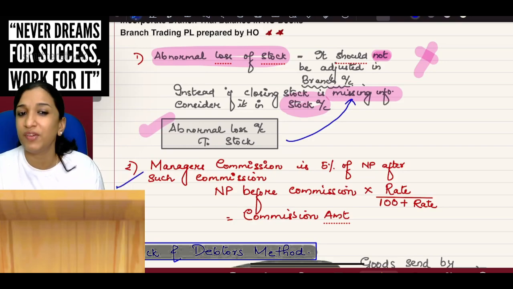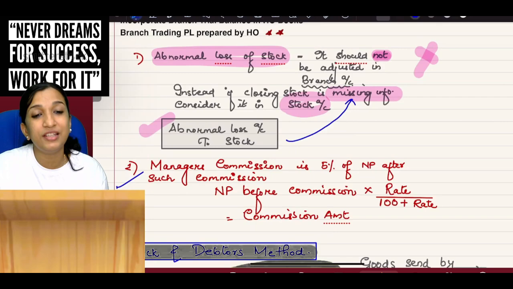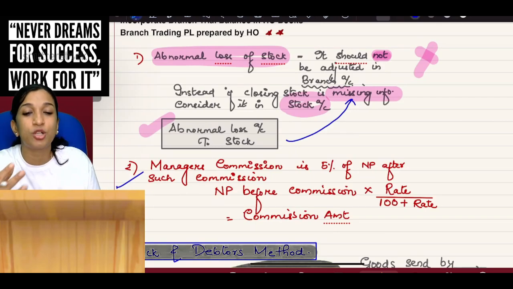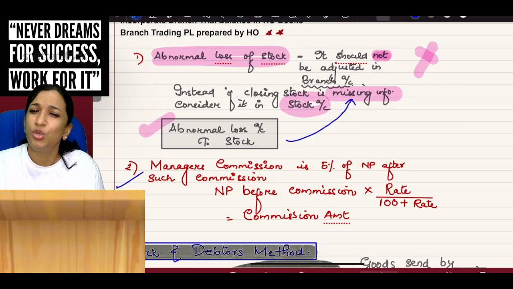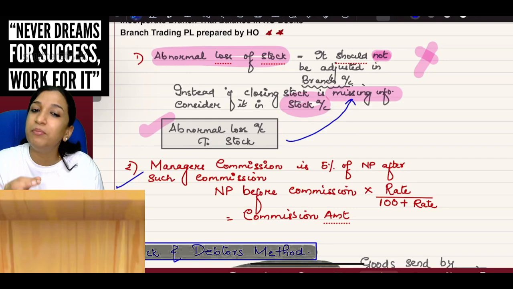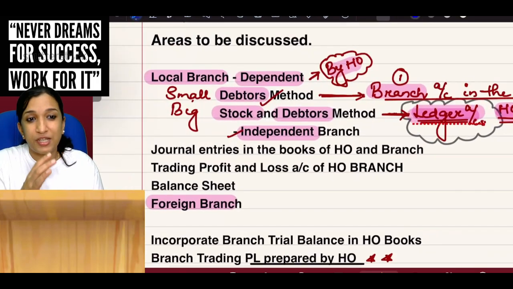Then manager's commission we have already discussed, and in most of the questions branch debtors account, debtors closing balance will be missing. You need to find out debtors. So these are the adjustments that used to come in branch account. Otherwise branch account or debtors method is super easy. So that's with regard to debtors method. I hope it is okay.